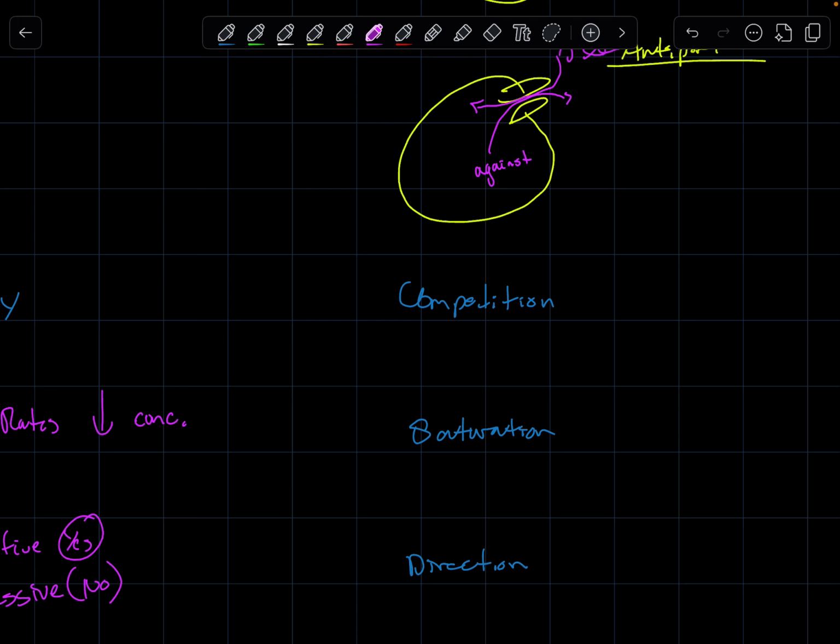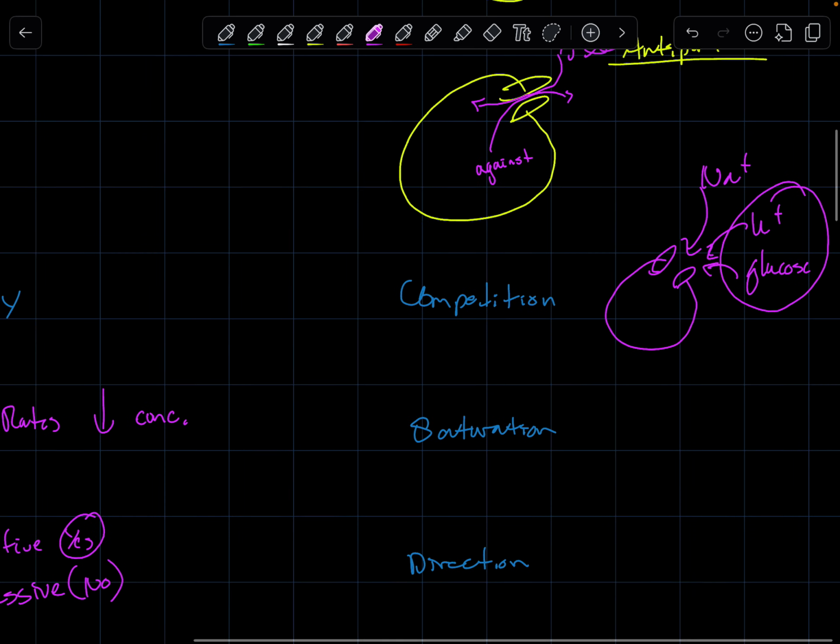Now, if we're looking at competition, there are some protein transports out there where a variety of ions and molecules will compete for that space. So let's see if we can draw a picture. We have sodium, this is just theoretical, potassium, and let's say glucose. They're all fighting for the same spot. So it's going to be very difficult for a certain amount of, say, sodium to pass through, because it's fighting against these two guys right here.